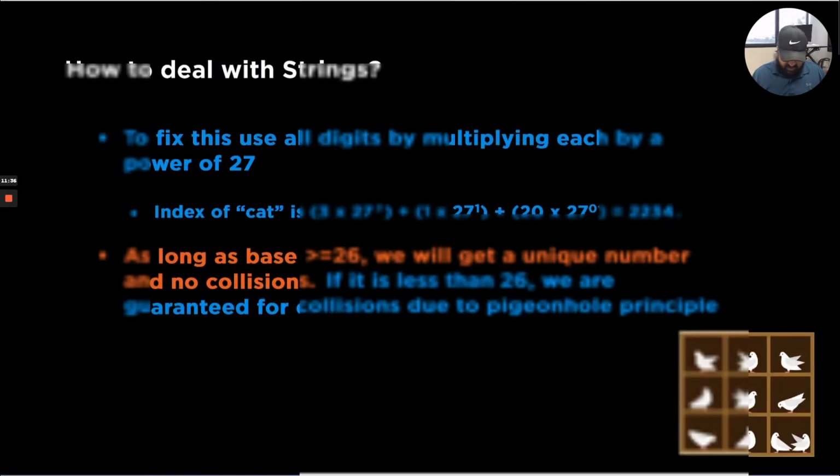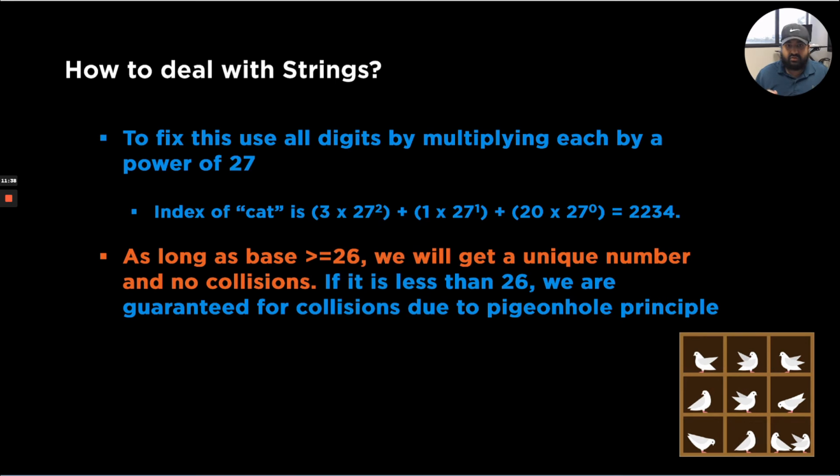So let's go to the next one, which is to fix this, we use all the digits by multiplying each of them with the power of 27, which is the index of cat. We saw it's equal to 2234. Now I want to again reiterate that as long as the base is greater than 26, we will never have a collision. And we are only talking about letters from A to Z.